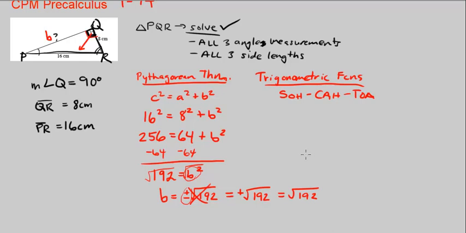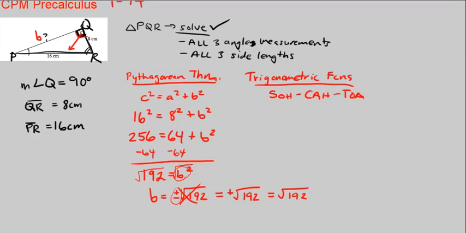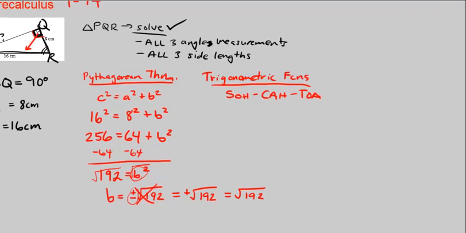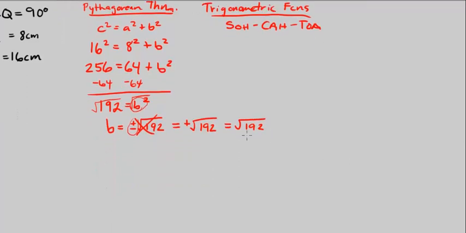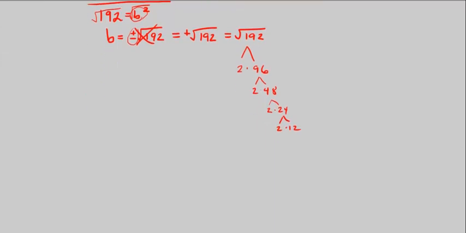Now, we can simplify the square root of 192. I know we could divide it by 64, but if you didn't know that, what are the factors of 192? If we divide 192 by 2, we get 96. Divide 96 by 2, we get 48. 48 divided by 2, we get 24. 24 divided by 2, we get 12. Well, we can keep going for a while.